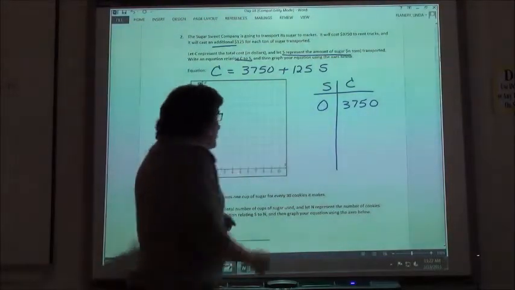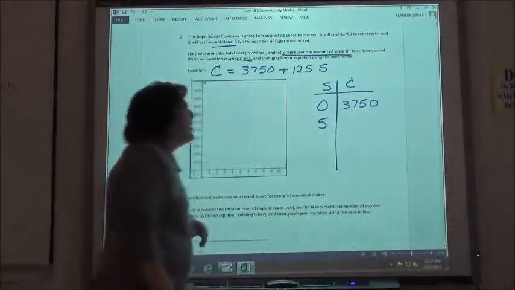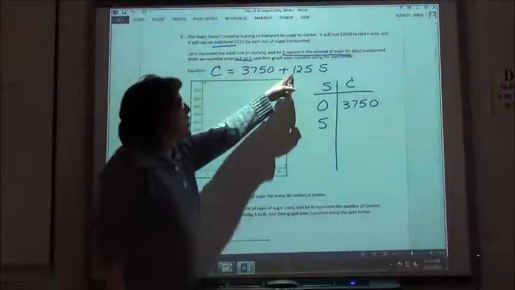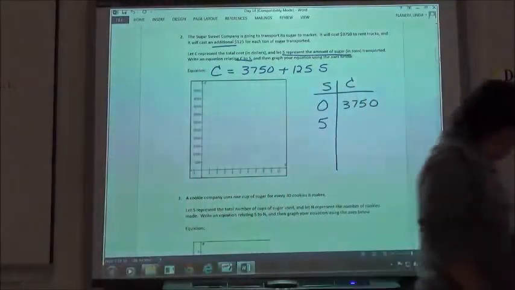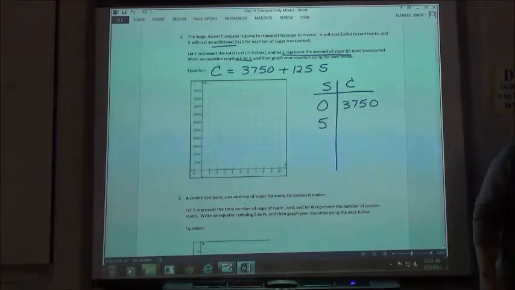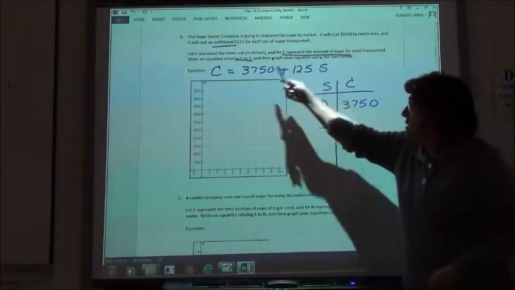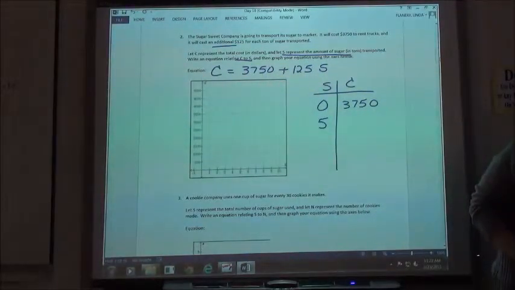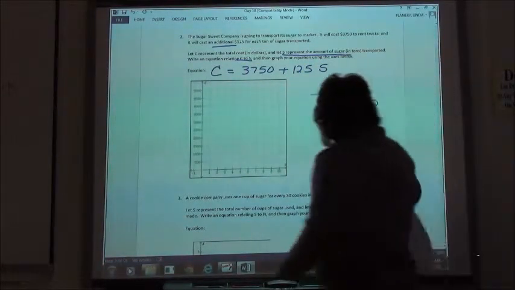If I want to transport, let's say 5 tons of sugar, I have to take 125 times 5. 125 times 5 is 625. 625 plus my $37.50 is $43.75.